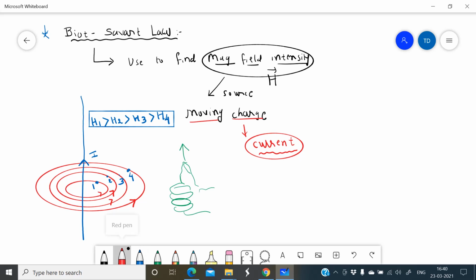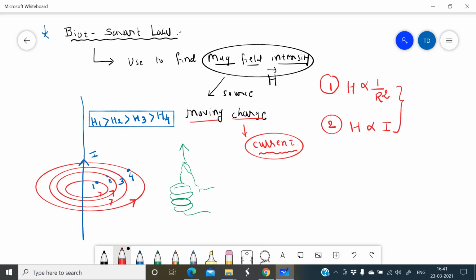First, magnetic field intensity H is inversely proportional to the distance, where R is the distance. Second, if current is more, it generates more magnetic field, so magnetic field intensity is directly proportional to the current. In this case the magnetic field intensity is inversely proportional to the square of the distance. It is scientifically proved.